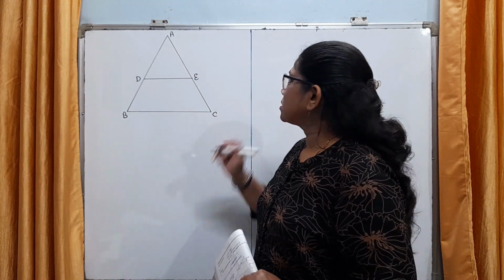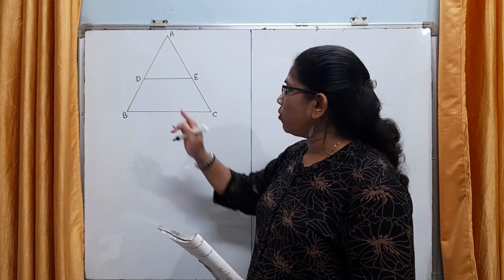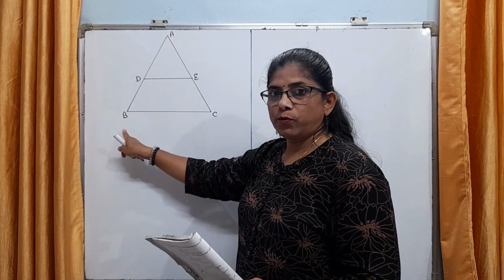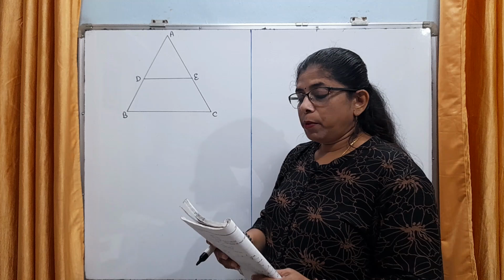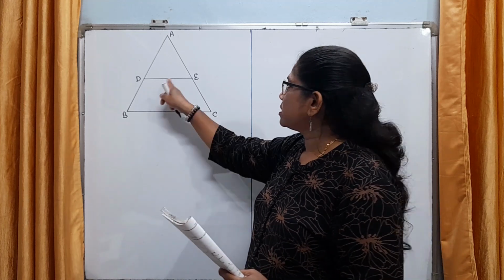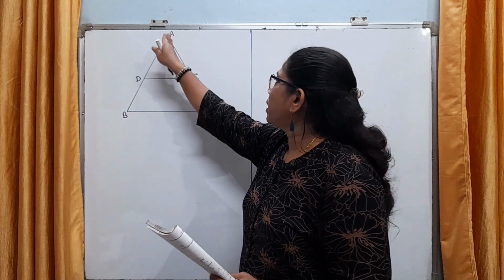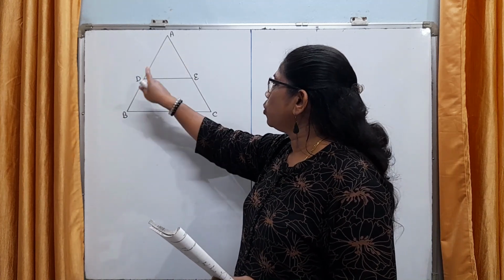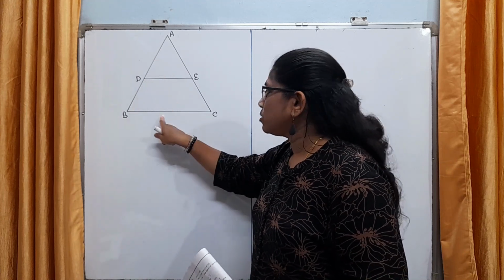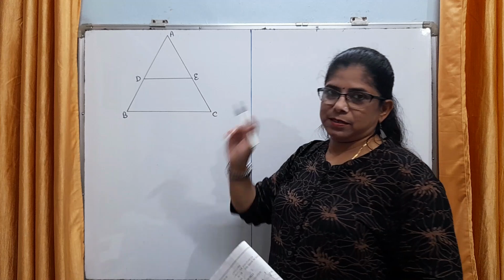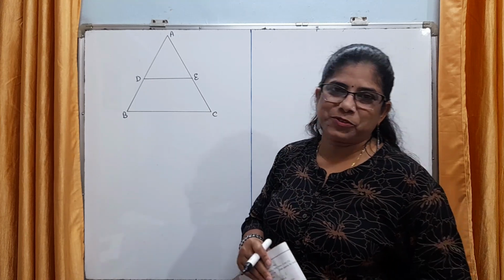So here this is the required figure. What they say is that the line drawn through the midpoint of one side, D is midpoint of AB, parallel to another side, means this DE is parallel to BC, bisects the third side. Bisects the third side means we have to show that DE, which is drawn through midpoint of AB parallel to BC, bisects AC. It's very simple. Let's start with the proof of this question.